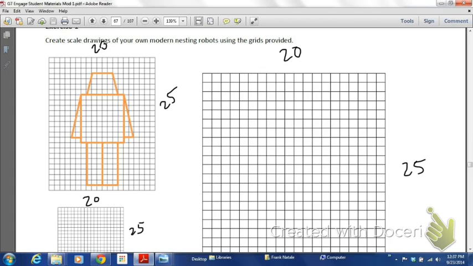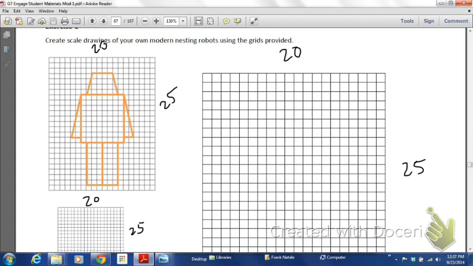Okay, so the idea with exercise 1 here is to create scale drawings of your own modern nesting robots using the grids provided. This is a modern nesting robot. Doesn't look all that modern to me, but you are going to go ahead and do this yourself, and then come on back and we'll see how yours compare to the one that I create, which could be a mess because I'm doing it on this iPad with this pen that doesn't work very well.